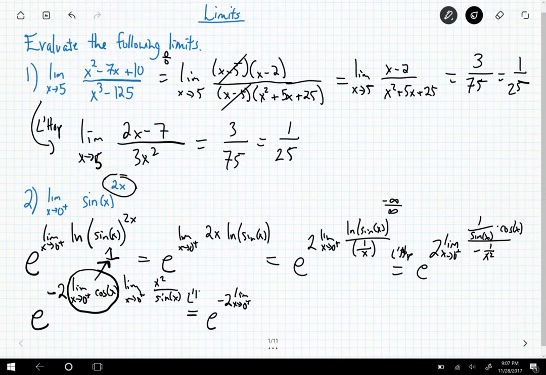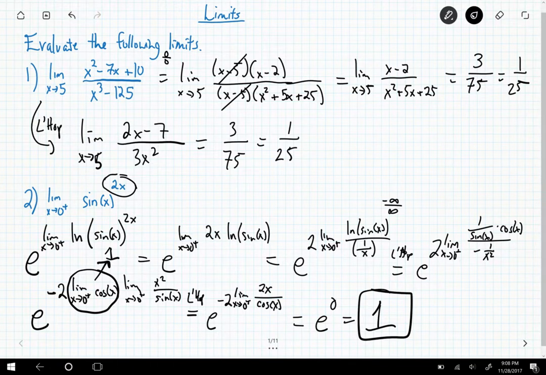So we can use L'Hopital's rule once more. And that gives us 2x over cosine x. And so now we're finally at a place where we can get a nice answer for ourselves. Taking a look at this now, what actually happens? Well, we plug in 0. And notice you'll get 0 divided by 1, which is 0. So this is e to the 0, and e to the 0 is 1. And that is our final answer. So hopefully that makes sense on that one.